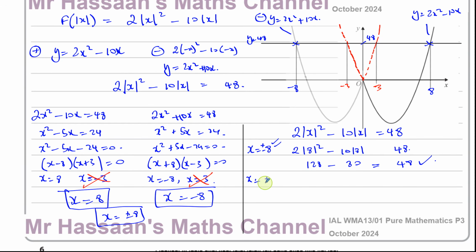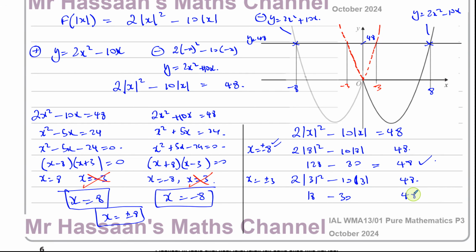And if you put x equals plus 3 or minus 3, we'll end up with 2 times the modulus of 3 squared minus 10 times the modulus of 3 on this side, and this side we get 48. So here, whether you put plus 3 or minus 3, what's going to come out is 9. 2 times 9 is 18. Minus, and whether you put plus 3 or minus 3 in here, what's going to come out is positive 3. So minus 10 times 3, which is minus 30.